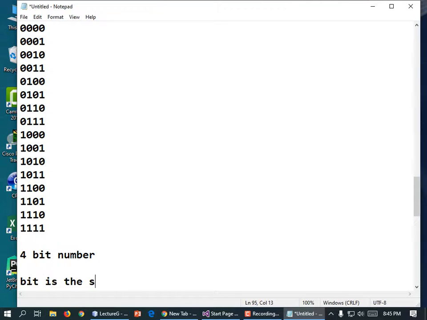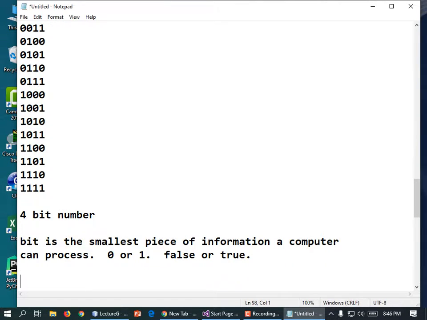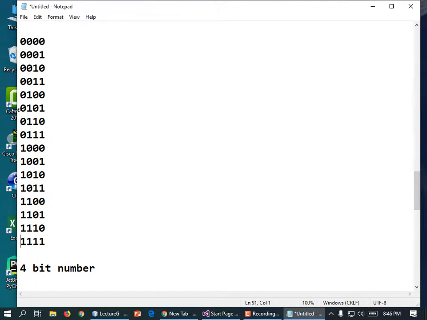A bit is the smallest piece of information a computer can handle. It just means 0 or 1, false or true, no current or current, no electricity or electricity. If we counted these out, we'd find out how many numbers we can store with 4 bits.